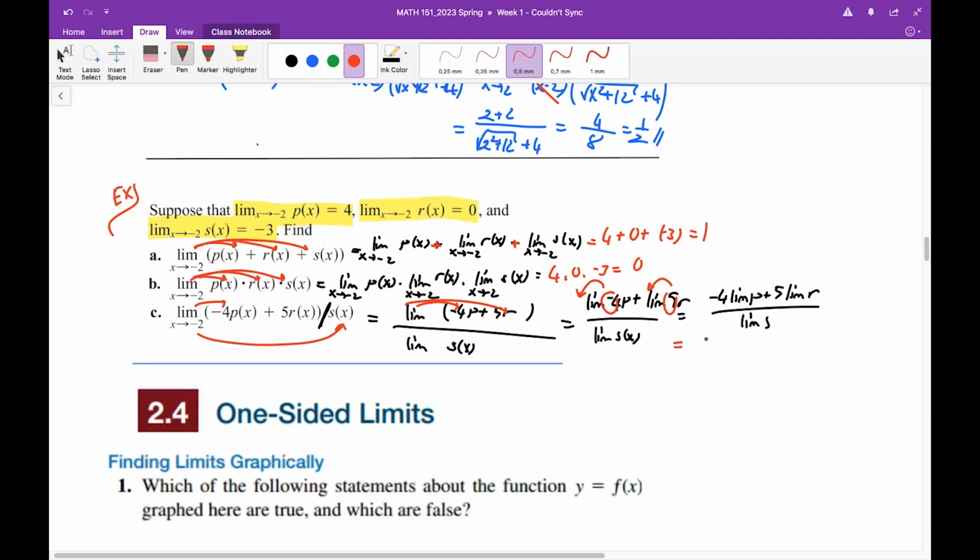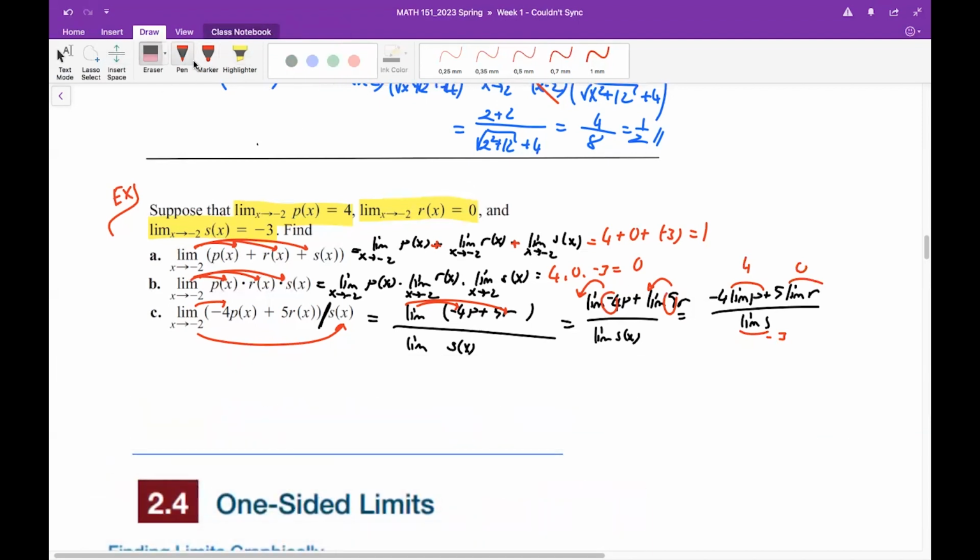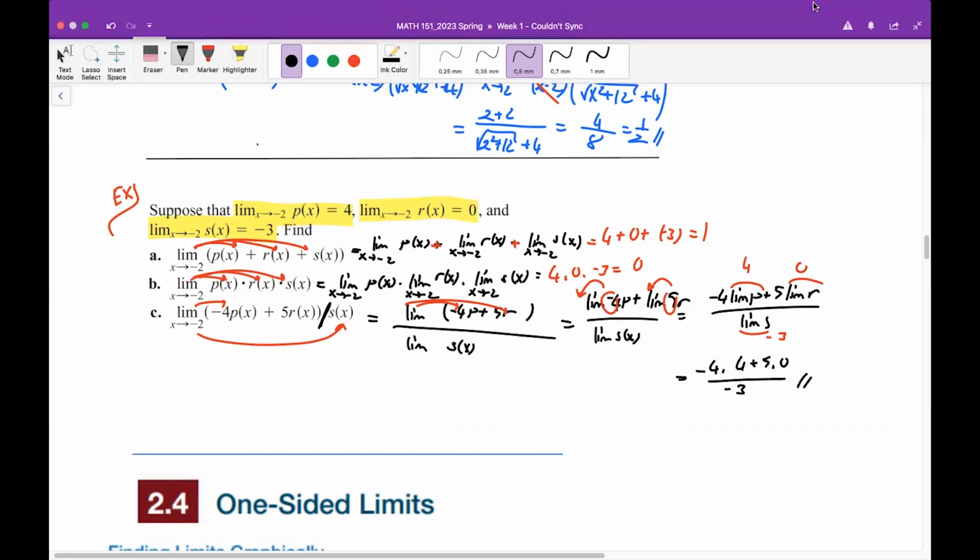Now we are ready to give the result. Minus 4 times limit of p function, which is 4, limit of r function is 0, limit of s function is minus 3. Okay, so if you insert these values, you will obtain the result. Of course, there are coefficients there. Sorry, let me also put the coefficients. Okay, so the result is minus 4 times 4, plus 5 times 0, divided by minus 3. Okay? So this exercise explains how to use limit laws.